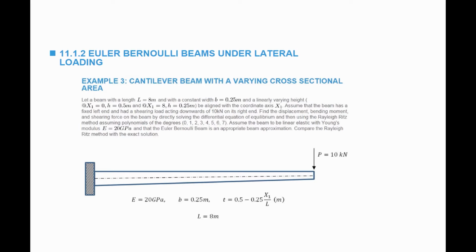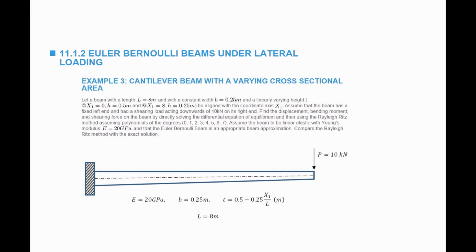Its height varies. H is equal to 0.5 meters at x1 equals 0 and equal to 0.25 meters at x1 equals 8. It's aligned with the coordinate axis x1. It's fixed on the left end and has a shearing load acting downward of 10 kilonewton on the right end.